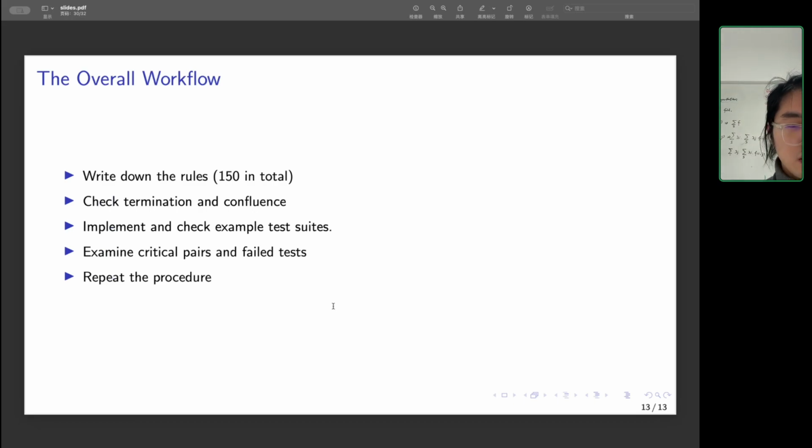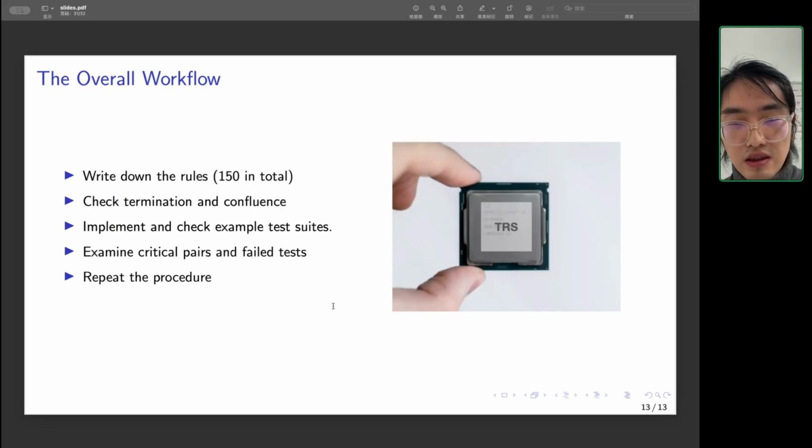Usually there will be counterexamples. For example, critical pairs that will destroy the confluence, or there will be failed tests. So we have to look into the counterexamples and make modifications to the rules. So the procedure just repeats again and again. And my feeling is the work is like manufacturing a processor. The only difference is we are using formal methods and writing rules instead of hardware circuits.